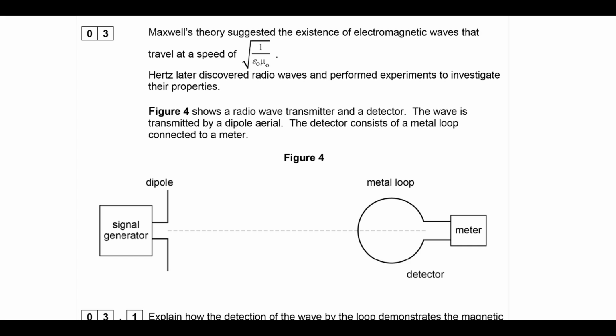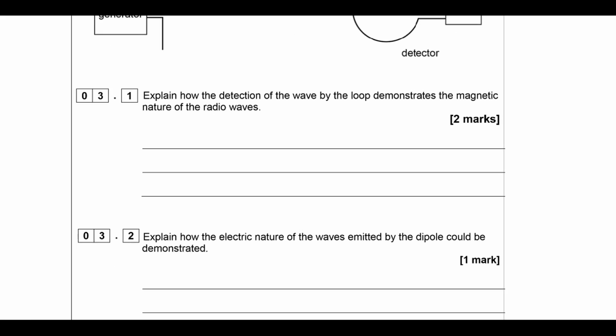Okay, so Maxwell's theory suggests the existence of electromagnetic waves, which we can calculate the speed of. Hertz later discovers radio waves and performs experiments to investigate their properties. So this is the stationary waves experiment with radio waves. We've got a radio transmitter and a radio detector. The wave is transmitted by a dipole aerial. The detector consists of a metal loop connected to a meter. All right, it's very straightforward.